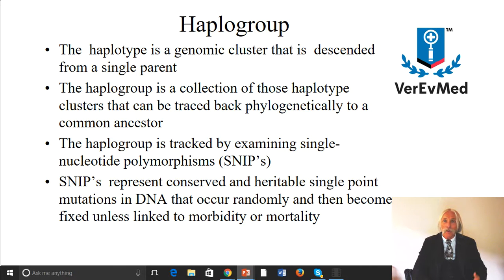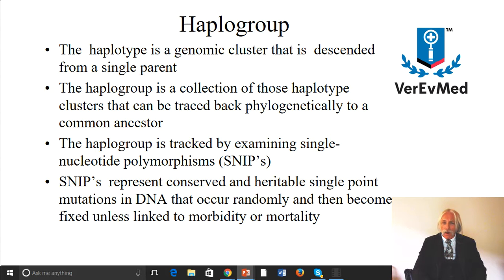Okay, so it's the entire haplogroup. That's where we get the Neolithic farmer genome. That's what we mean by that. Okay. Then how do we go about examining that? Well, we get that by tracking single nucleotide polymorphisms, colloquially known as SNPs.